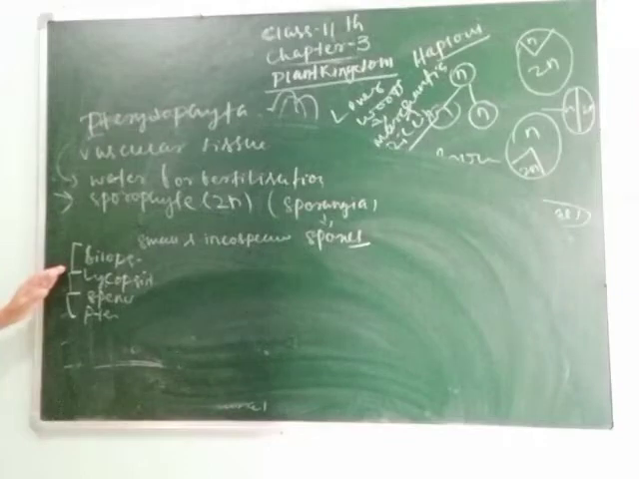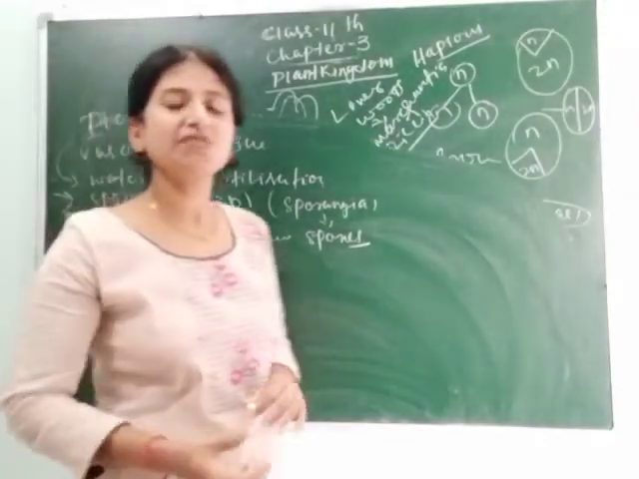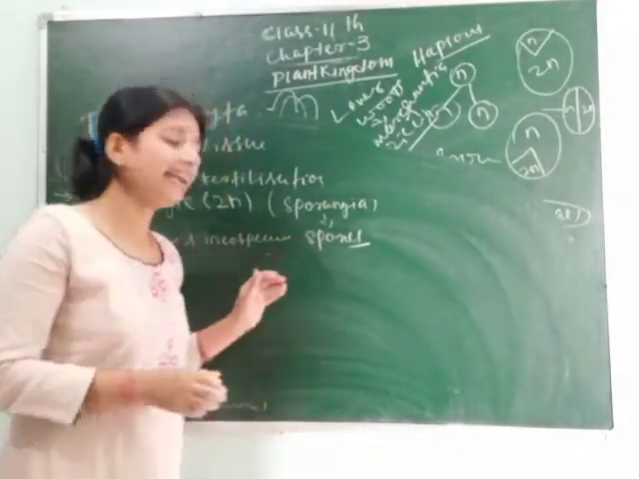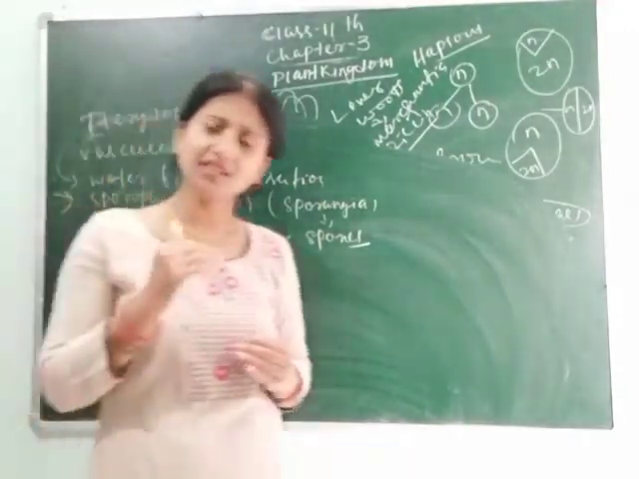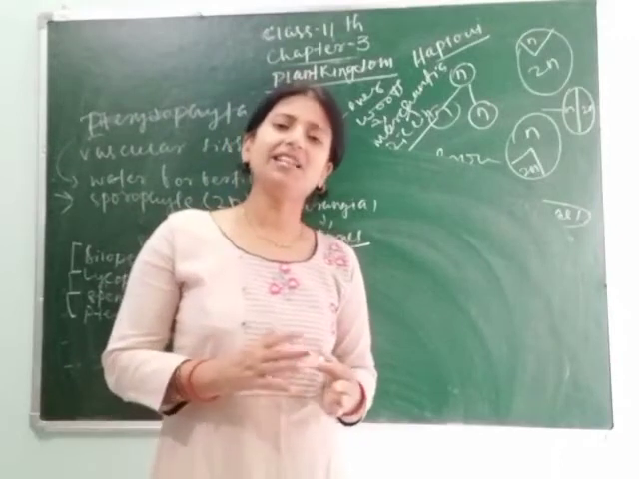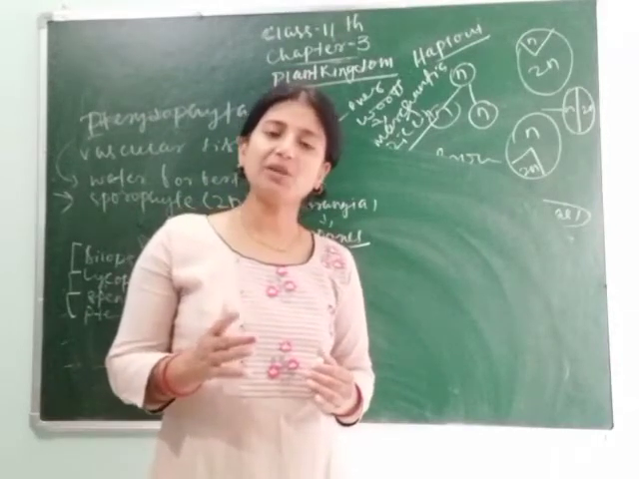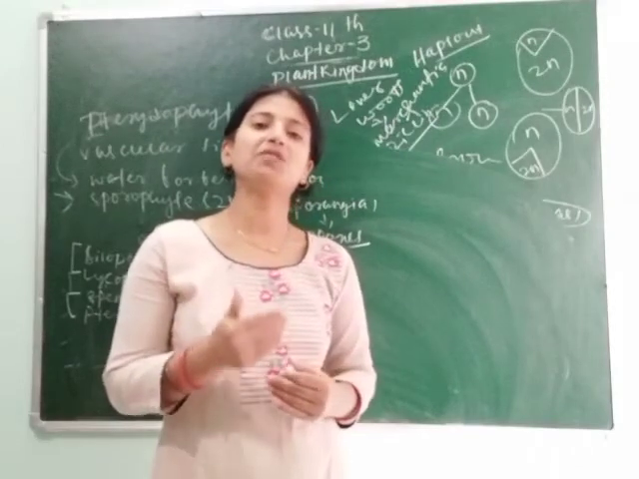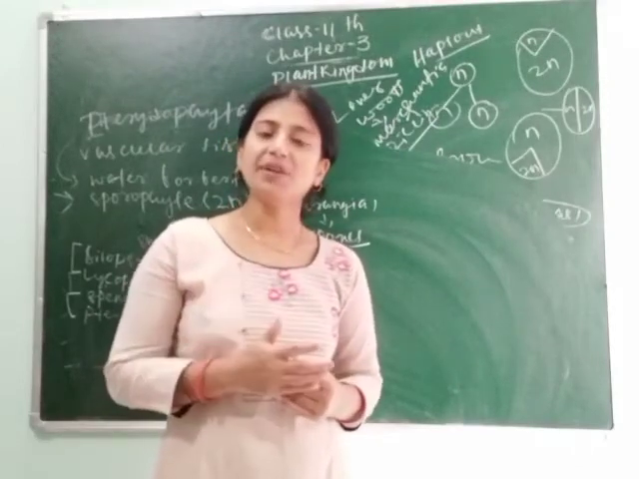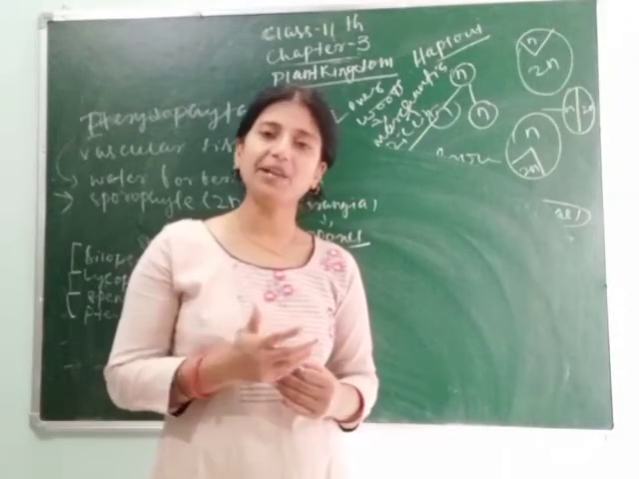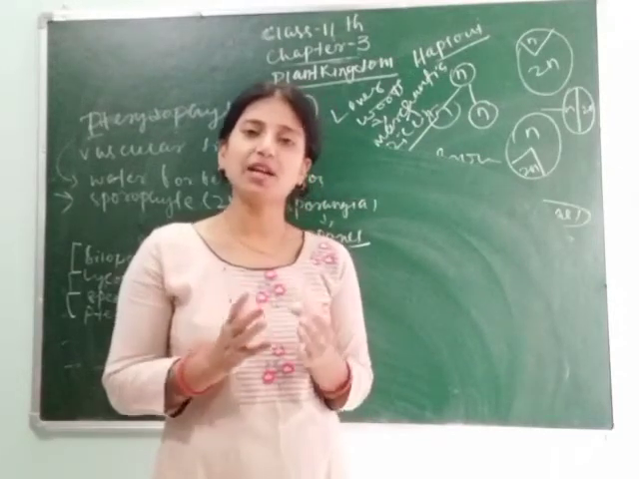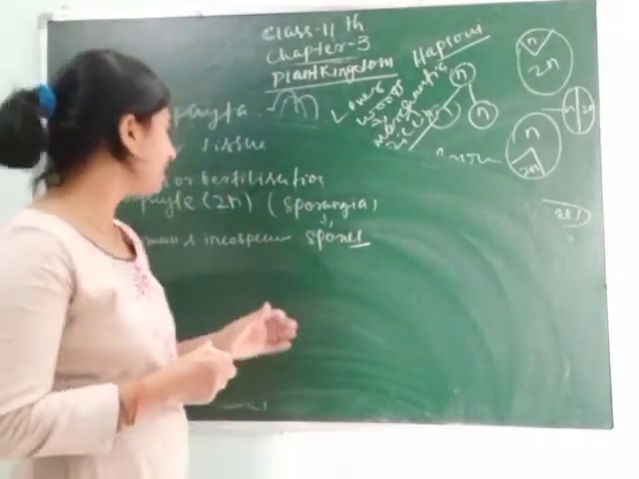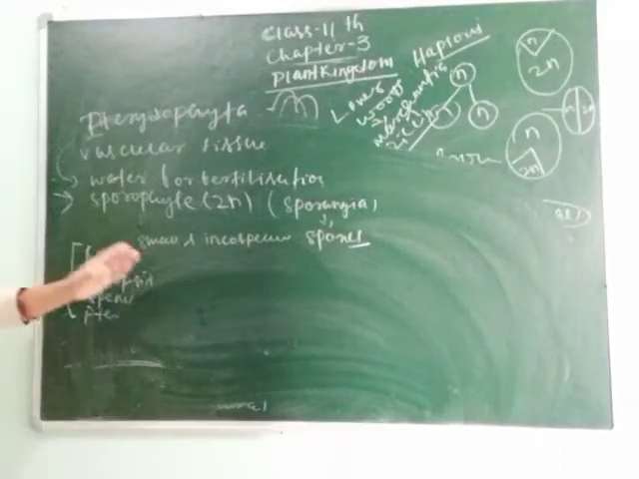Next division is gymnosperms. Gymnosperms are thought to be the ancestors of angiosperms. They are complete land plants and they reproduce by means of sexual reproduction. They have different structures. The majority of gymnosperm species grow in desert or xerophytic conditions where less water is available. That's why their leaves are spiny in structure, like Cycas, Pinus, Ginkgo, etc.